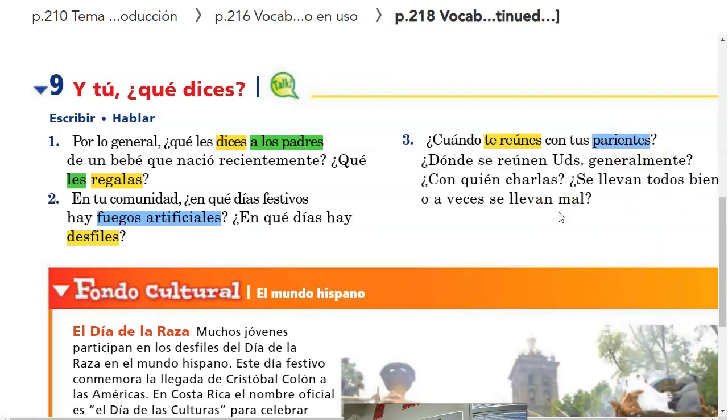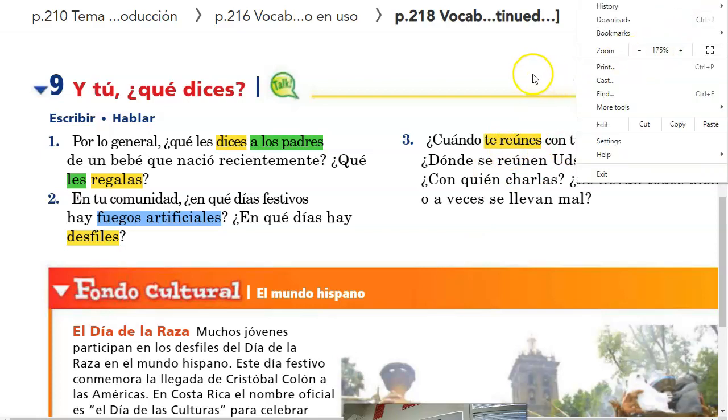Looks and sounds like parents, but it means relatives. Tíos, primos, abuelos, etc. So when you get together with your family, extended family, you could respond by using the yo form of this verb, reunir, or you could use the nosotros form of this verb, which again is reunir, but notice it's reflexive. Reunirse in the infinitive is a reflexive verb.